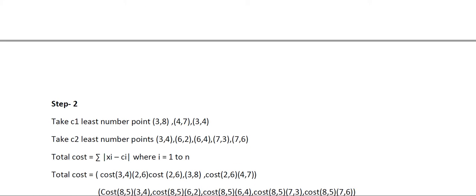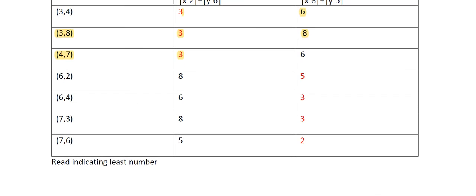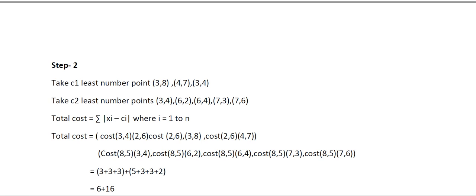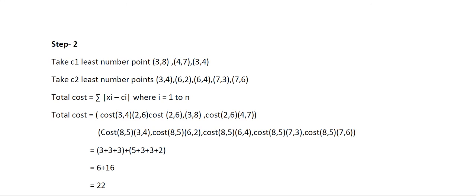So I got 3, 3, 3 in C1 and 5, 3, 3, 2 I got in C2. Just check it once: 5, 3, 3, 2 I got in C2. So I have to add all the values and I will get 22.